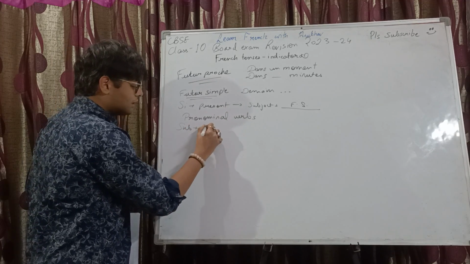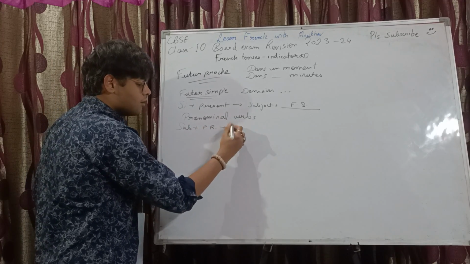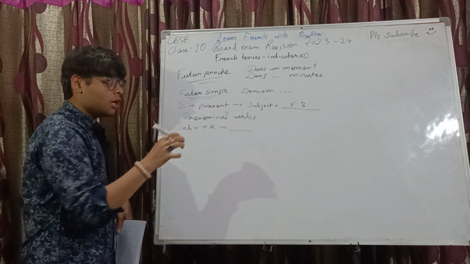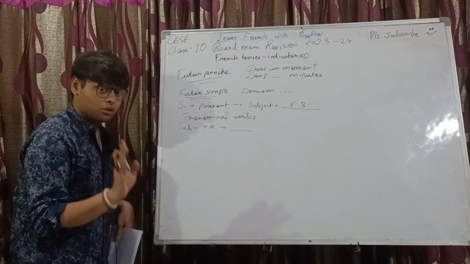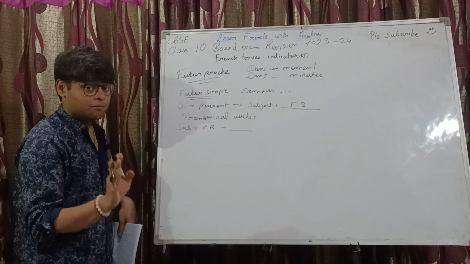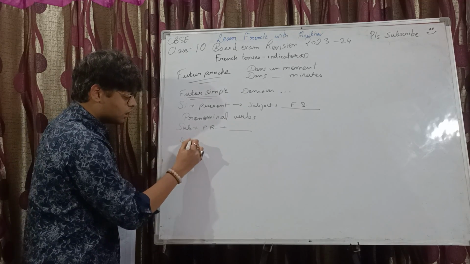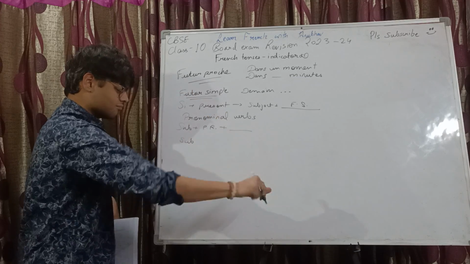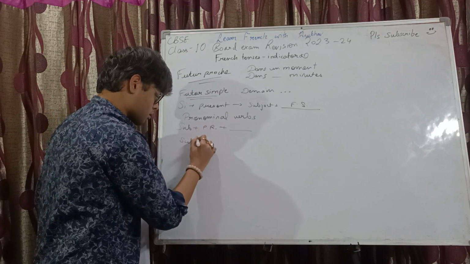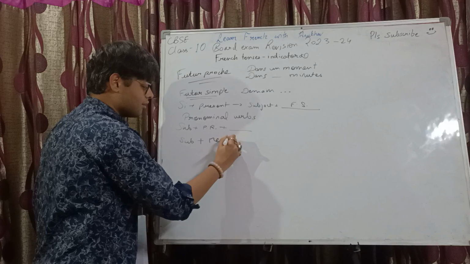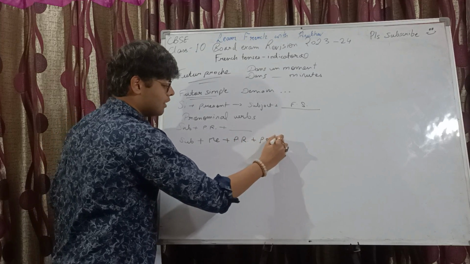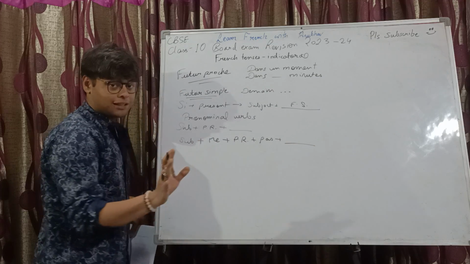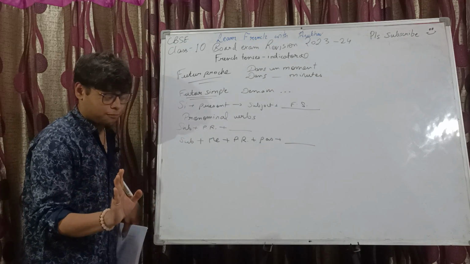So what is the basic formation of a pronominal verb? Subject plus reflexive pronoun plus the conjugation, if it's a tense where an auxiliary verb is not involved. If an auxiliary verb is involved, then subject plus ne plus reflexive pronoun plus pas plus the past participle followed by the subject verb agreement.